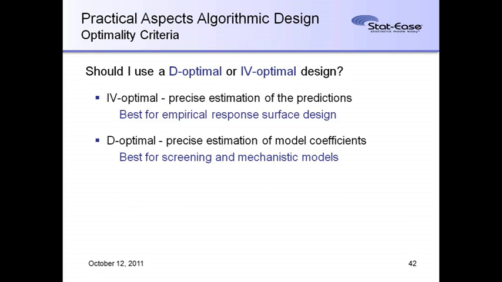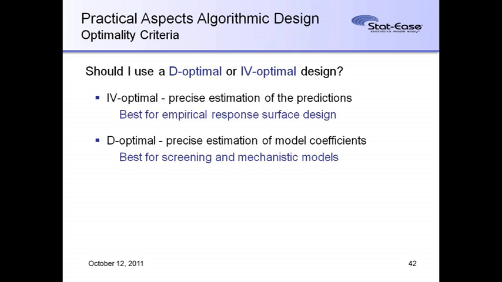What should you use, D or IV? Well, IV is focused on the precision of the estimation of the prediction. So how well can I predict? When we're doing response surfaces, generally what we're doing is contour plots, 3D plots, multi-response optimization. All those things are based on predictions from that model. So our focus is on prediction. We should use IV optimality, which focuses on giving us the most precise predictions.